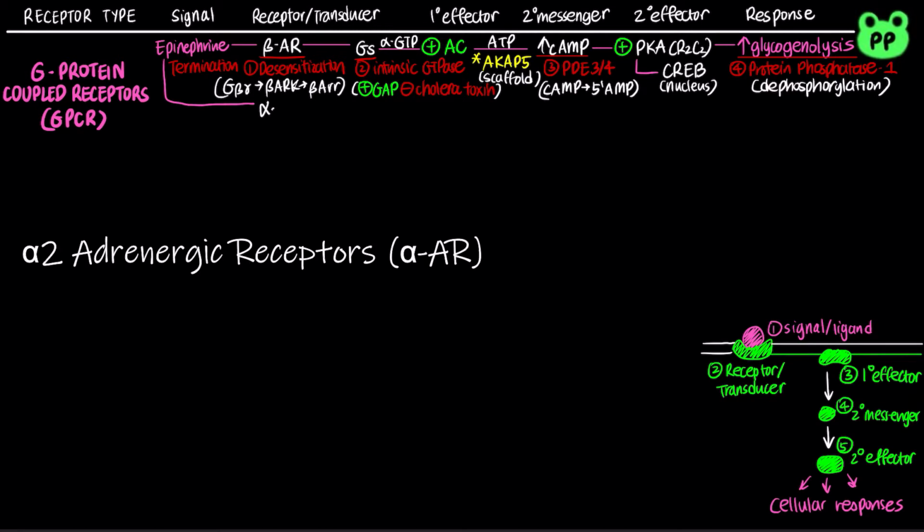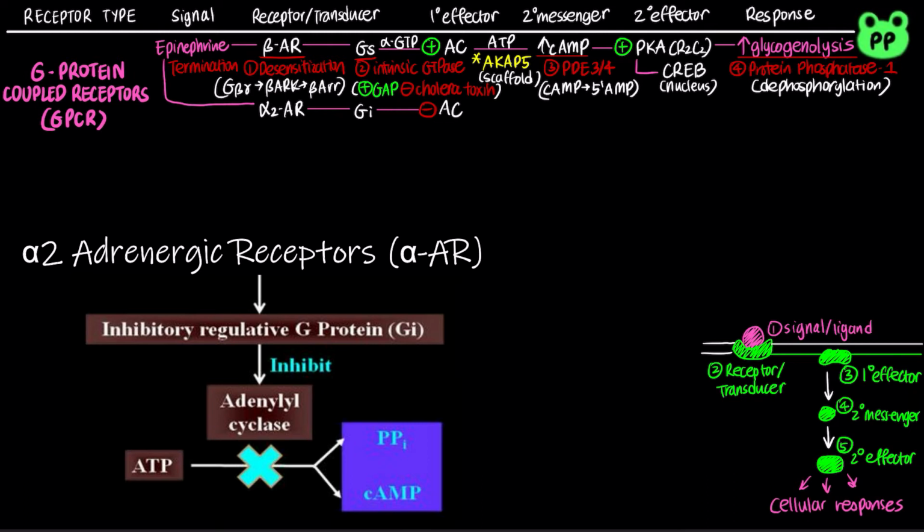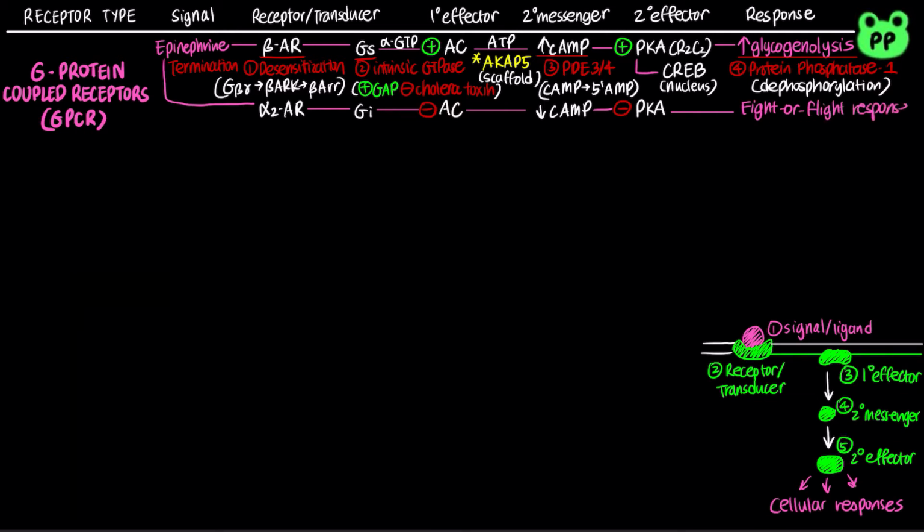In tissues with alpha-2 adrenergic receptors, abbreviated as alpha-AR, which is coupled to the inhibitory G protein Gi, epinephrine acts by inhibiting adenylyl cyclase, thus lowering cAMP and suppressing protein phosphorylation, eliciting other fight-or-flight responses such as vasoconstriction and decreasing gastrointestinal activities. Besides epinephrine, many other signals also bind to G protein coupled receptors and use cAMP as second messengers, such as odorants, taste sense, dopamine, histamine, etc.